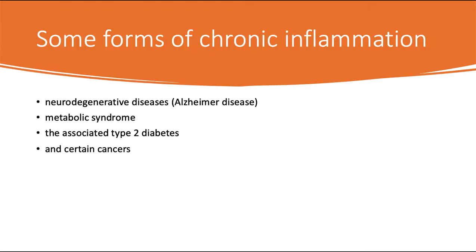Some forms of chronic inflammation may be important in the pathogenesis of diseases that are not conventionally thought of as inflammatory disorders. These include neurodegenerative diseases such as Alzheimer's disease, metabolic syndrome, and the associated type 2 diabetes, and certain cancers in which inflammatory reactions promote tumor development. The role of inflammation in these conditions is discussed in the relevant chapters and later on in this course.